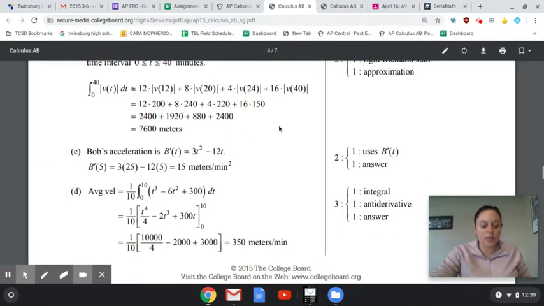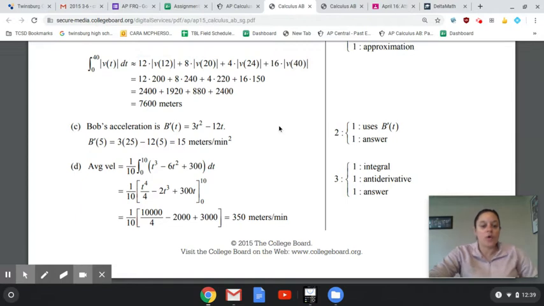Sorry. Here's the rubric. So my integral, if you set up the integral, you get a point. If you actually did the integration, you get a point. That's this piece. And then if you got your answer of taking that and dividing by 10 and get 350, you get a third point. So 1 point for recognizing essentially what average value is, that integral, 1 point for actually doing the integration, and 1 point for the answer. So that was question 3.